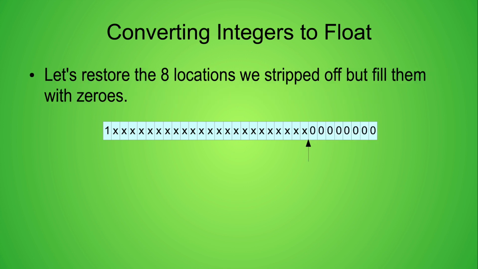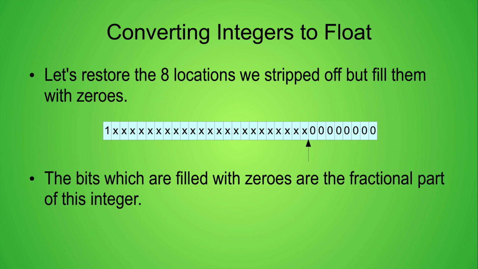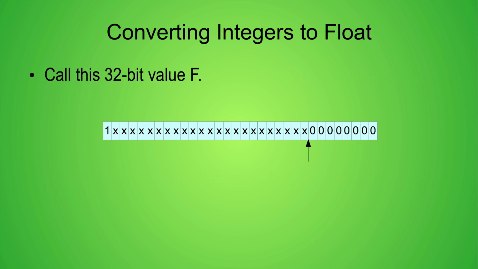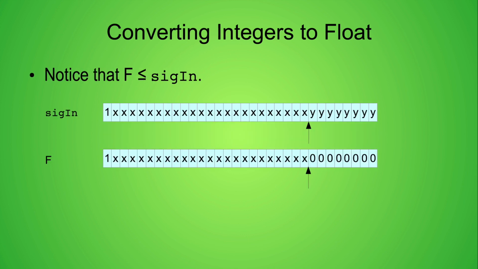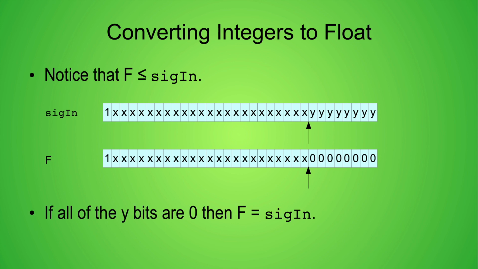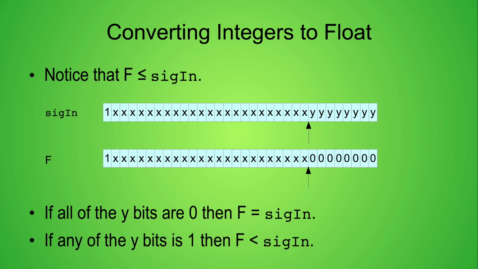Restore the locations for the y bits, but fill the locations with zeros. The value stored here is still an integer because the fractional part of the number is 0. The significand, which has had all of its y bits replaced by zeros, is going to be called f. If we compare the value of f to the original value sig in, we can see that f is less than or equal to sig in. If the y bits of sig in are all set to 0, then f is equal to sig in. If any of the y bits are set to 1, then f is less than sig in.